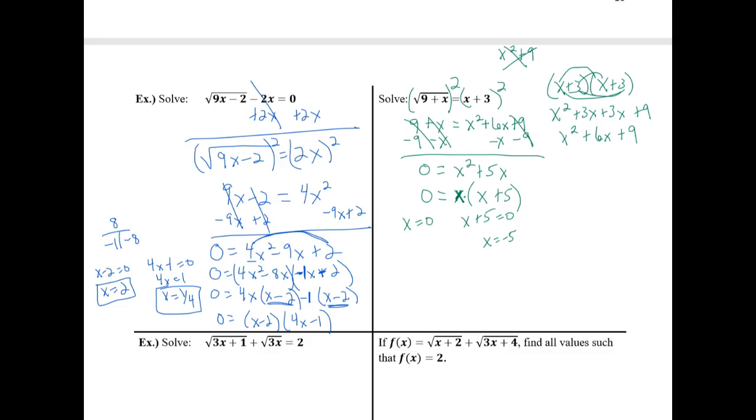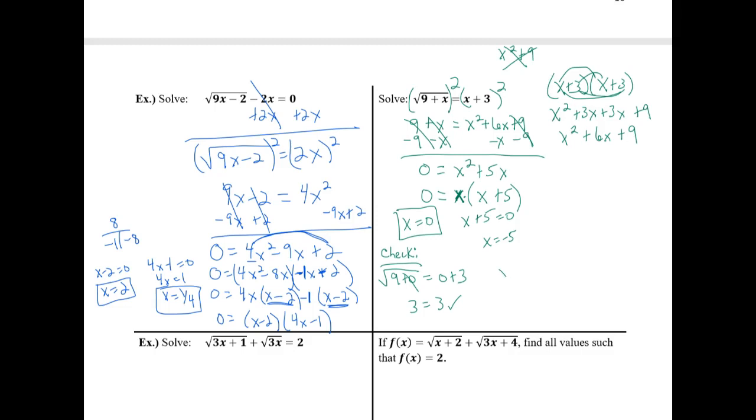Next question, did you check your solutions? Okay, that's important. I'm going to check them. If I plug in 0 first, I have 9 plus 0 under the radical equals 0 plus 3. Well, that's gone. It's just 0. Square root of 9 is 3, and 0 plus 3 is 3. That checks out. 0 is part of our solution set.